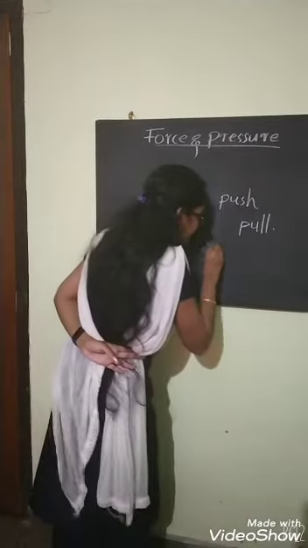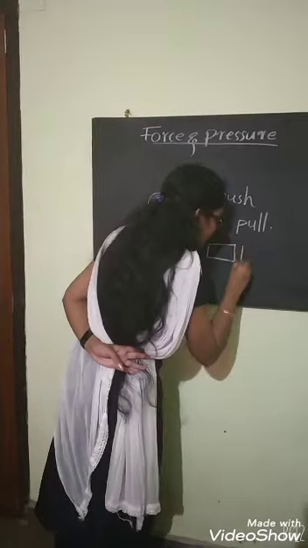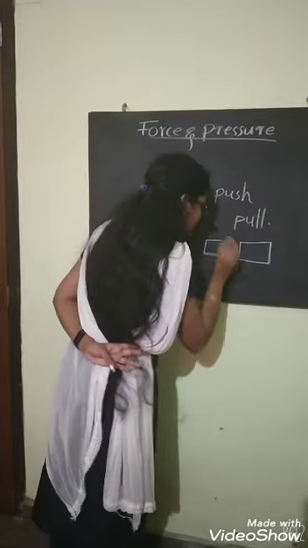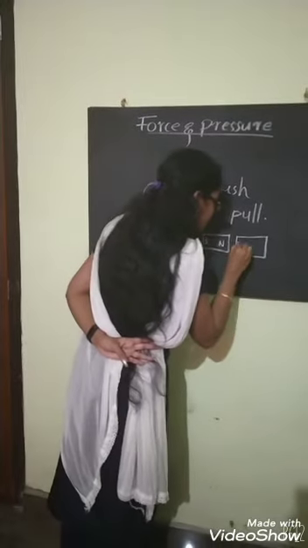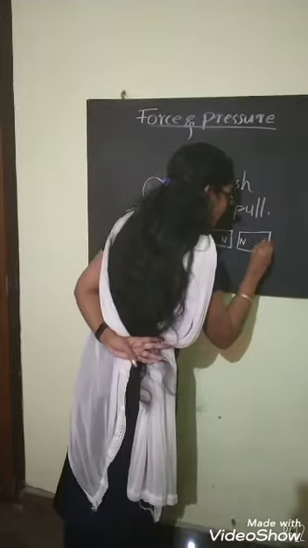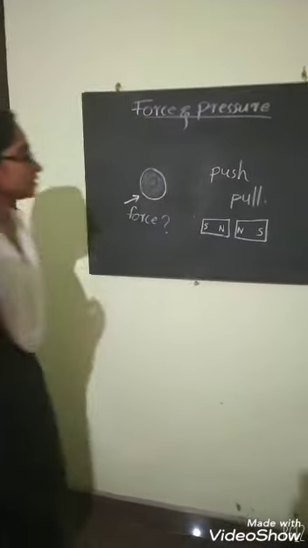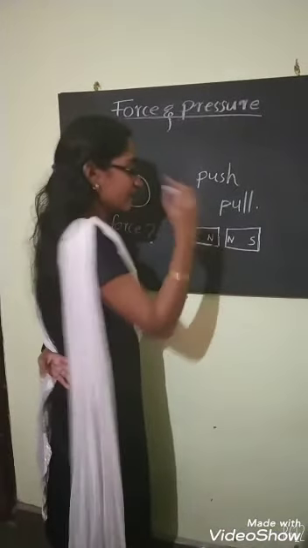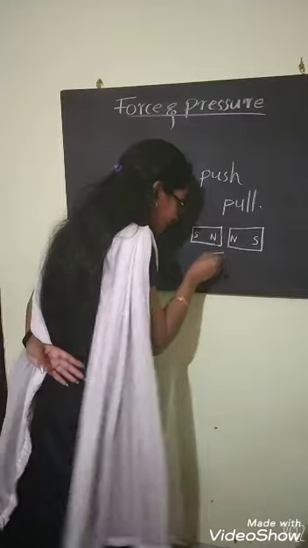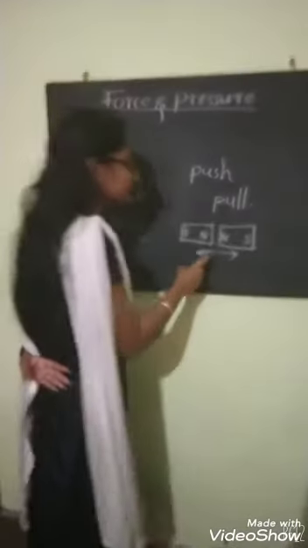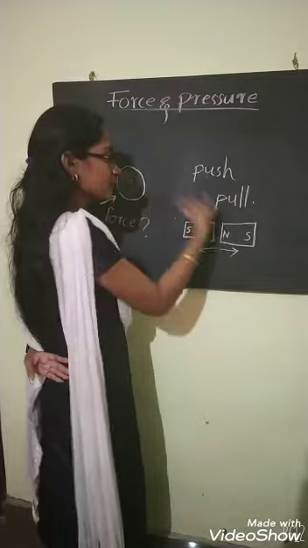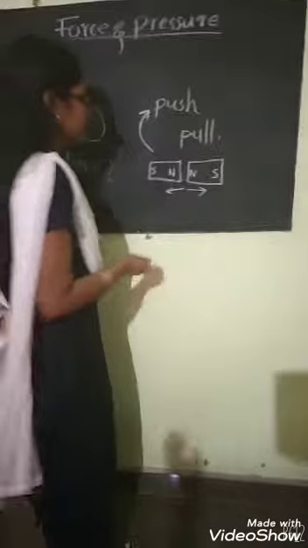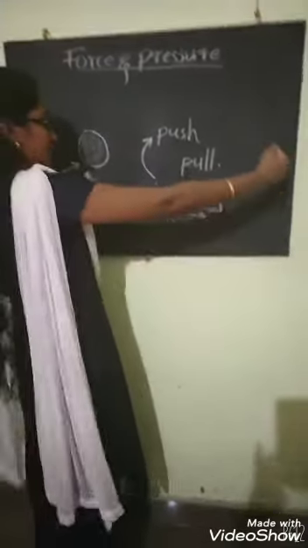For example, we are considering 2 magnets. This is the North Pole and South Pole. This is the North Pole and South Pole. What happens here? The same polarities will repel. This repelling, is it push or pull? It is push. That is, these 2 things will repel.